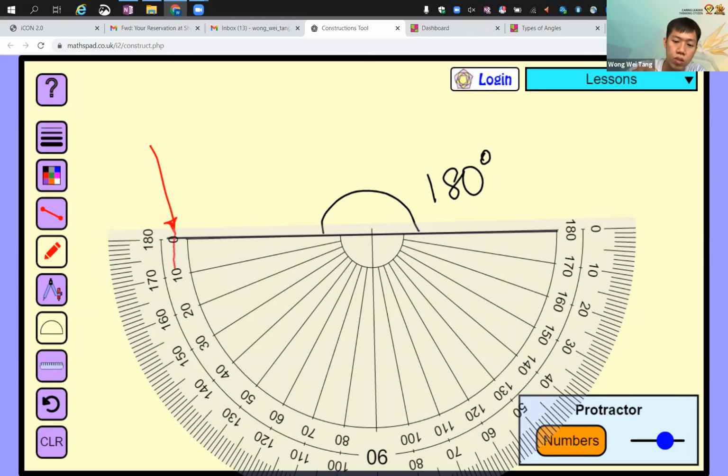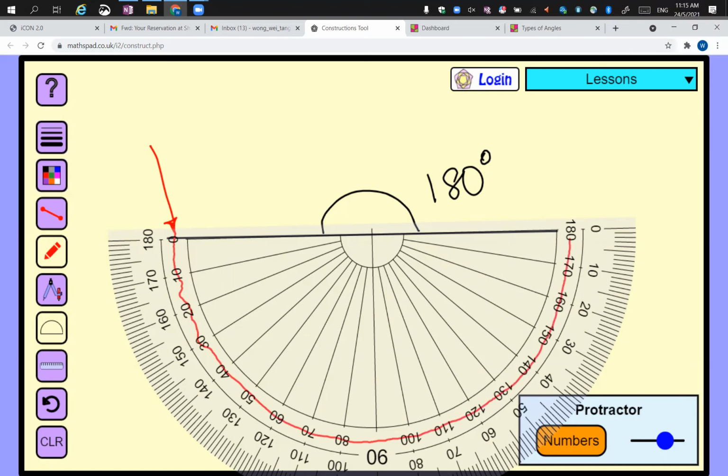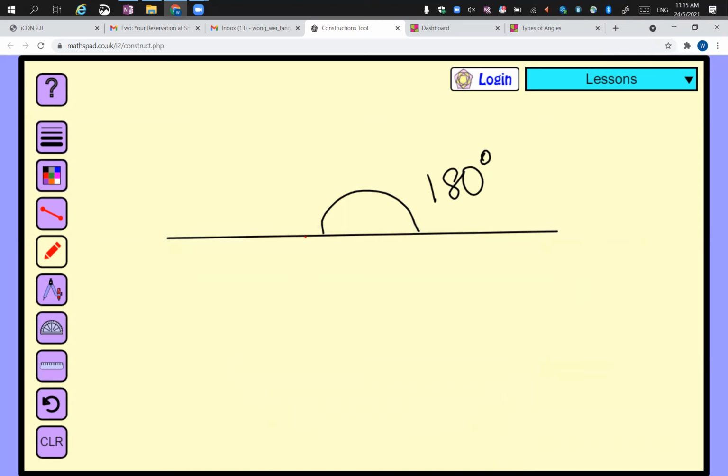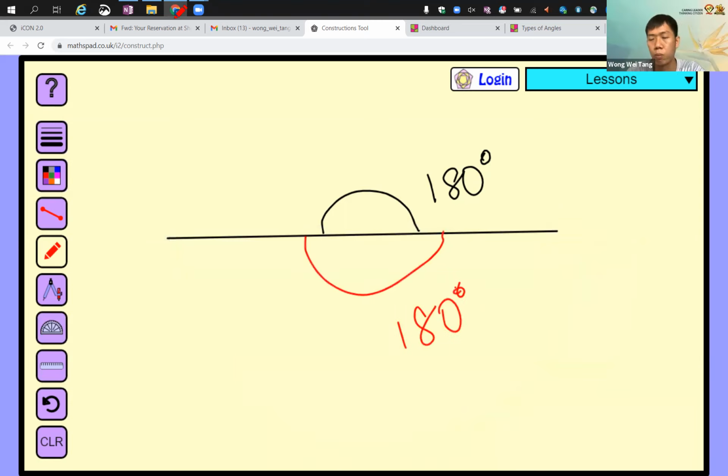So now we're going to measure the angle. 10, 20, 30, 40, 50, 60, 70, 80, 90, 100, so and so forth. And we stop over here. So what is the value? 180. Yes, the angle that we are looking for is also 180 degrees. So this angle at the bottom is also 180 degrees. We didn't need a protractor to find out because it is also a straight line.